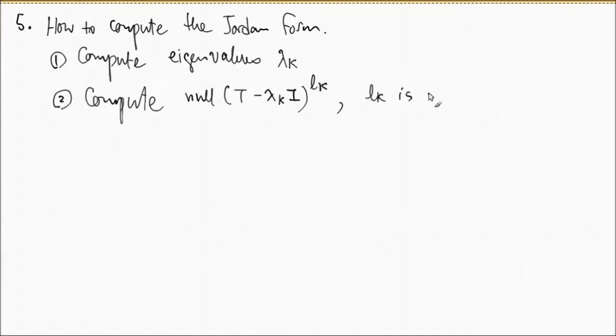LK is maximal. Does this maximal part make sense? Because it's finite dimensional. As you go higher, it picks up more and more vectors, but it should end. It will stop eventually. But how do you find this maximal?